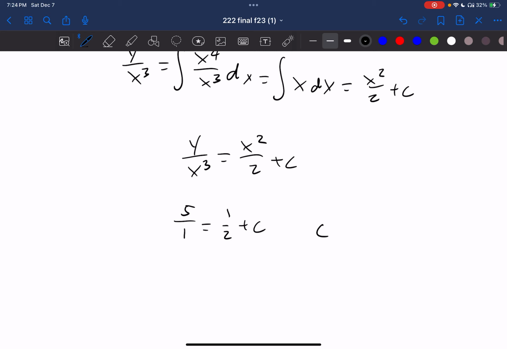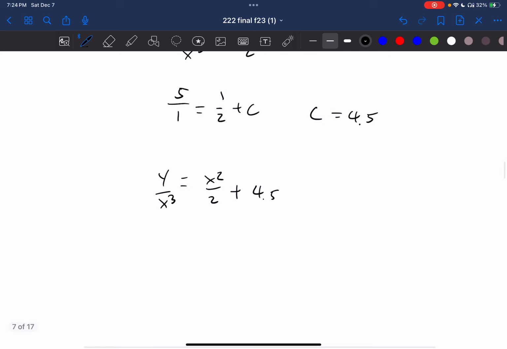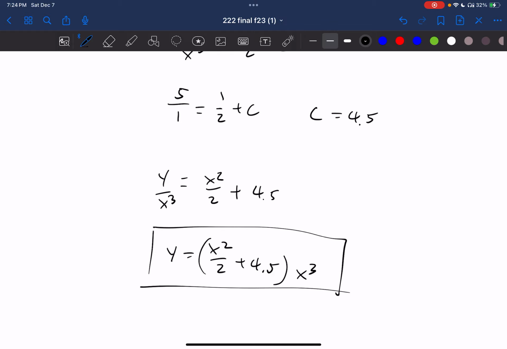This will give us c is equal to 5 minus 1 half, which is 4.5. So now we can plug that in. y divided by x to the third power will be equal to x squared divided by 2 plus 4.5. Now solving for y, we will get x squared divided by 2 plus 4.5, all multiplied by x to the third power, and this will be your answer.